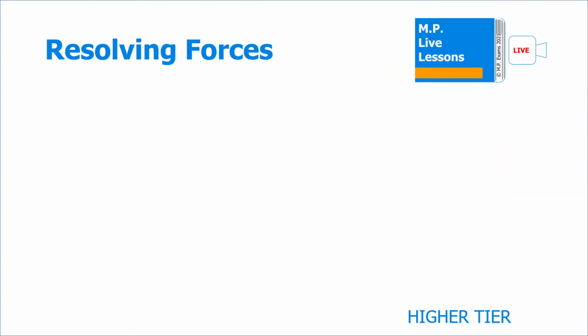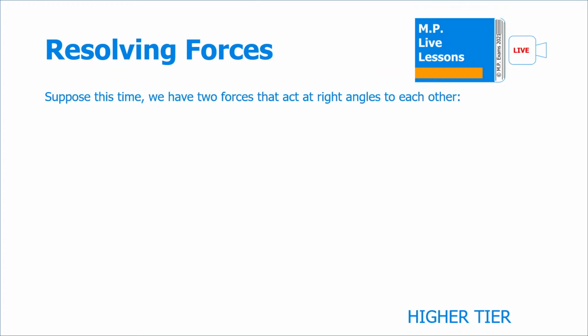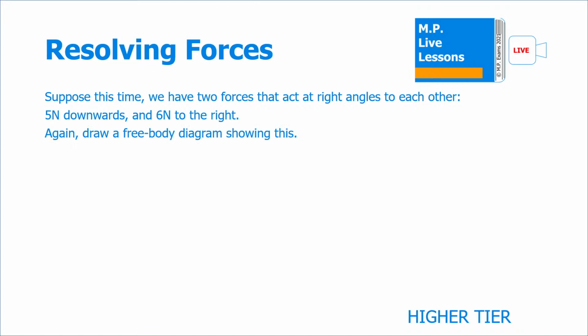Now for higher tier, you'll need to know how to resolve some forces. Now let's say we have two forces that act at right angles to each other, so they're not as nice as last time. For example, we have a force acting 5 newtons downwards and then 6 newtons to the right. So two separate forces. Again, let's draw a free body diagram to show this.